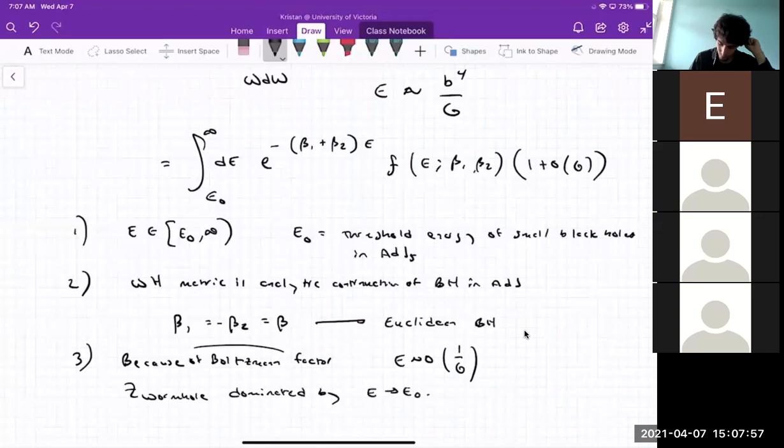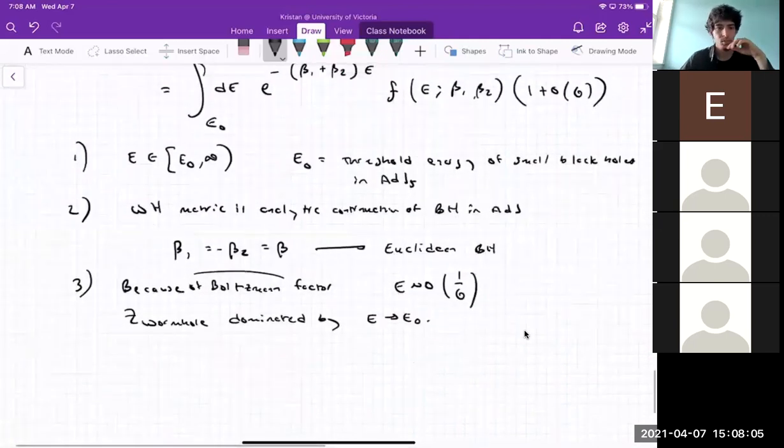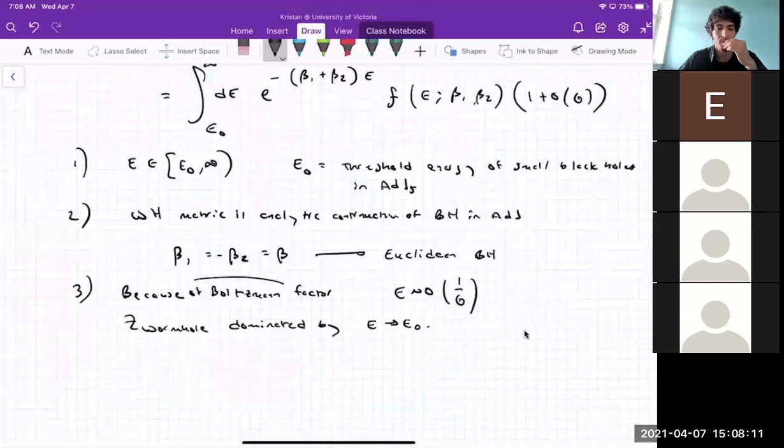And so, okay, what can we do? I'll end with this because I'm already past 5 minutes. I'll leave with this comment. There is a solution to this. There's a way to extract semi-classical physics reliably from the full wormhole amplitude.